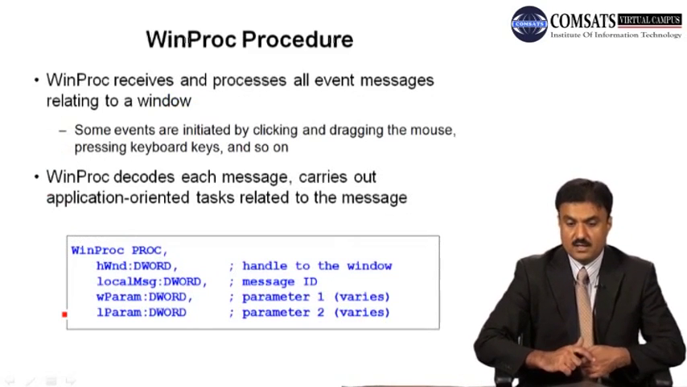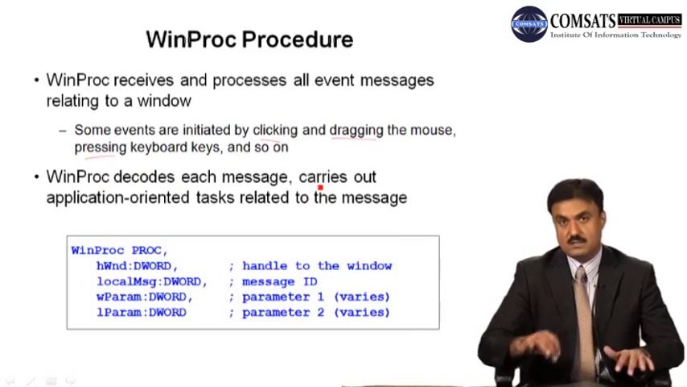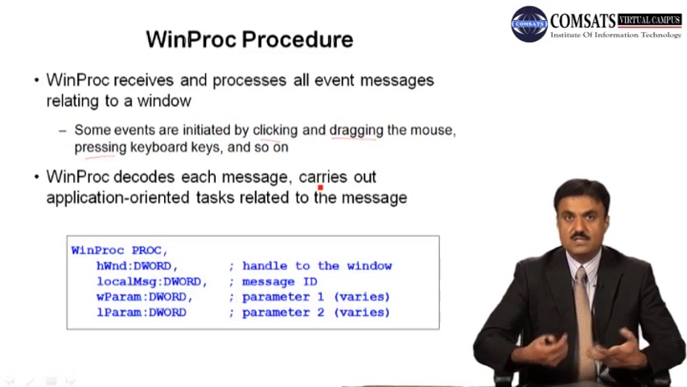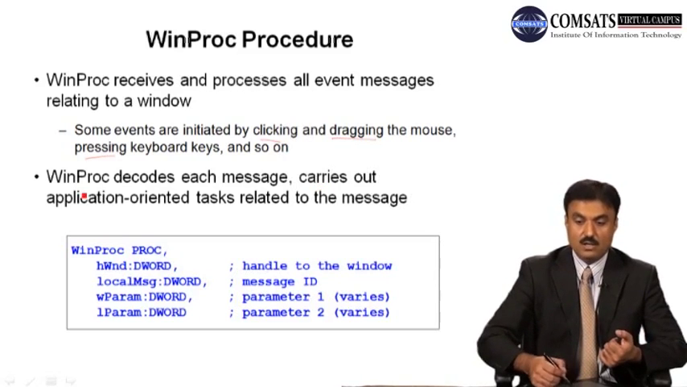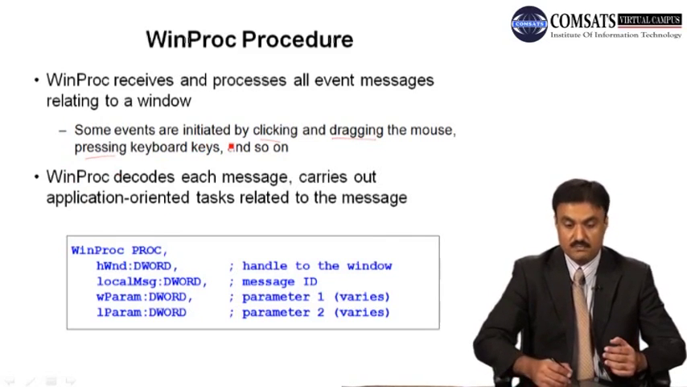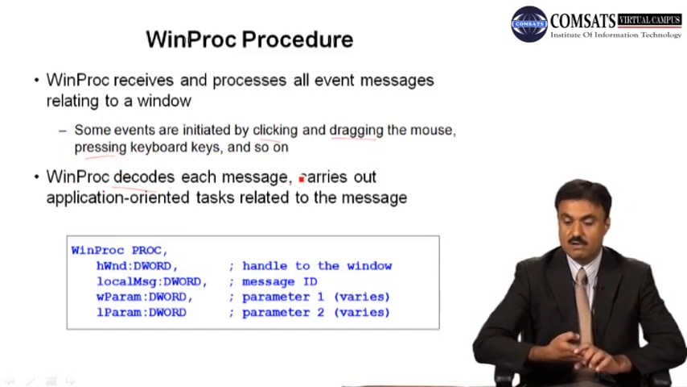So the Windows procedure receives and processes all event messages relating to a window. For example, some events are initiated by clicking, dragging the mouse, pressing the keyboard keys, and so on. So all these messages, when you press the enter key or any key, or when you press or release mouse keys, this information will be sent from the system to your Windows class. So all these events will be sent to your application. The Windows procedure decodes each message, and it will carry out application-oriented tasks related to the message.